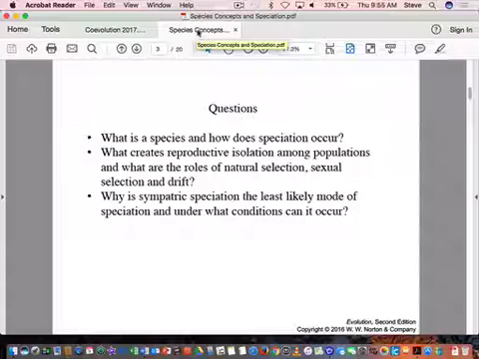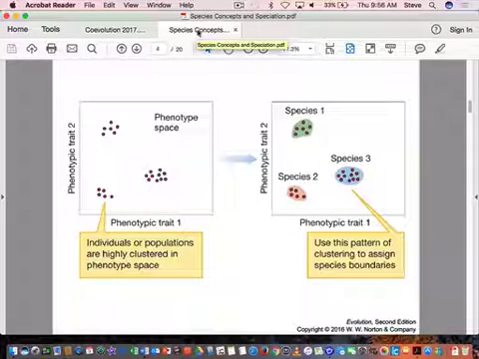And then we'll be looking at various kinds of models from allopatric speciation to parapatric speciation to sympatric speciation. And sympatric speciation is the least likely mode of speciation, but we'll look at some examples where it actually can occur, but it tends to be fairly rare. And the reason is that it's harder to get limited gene flow.